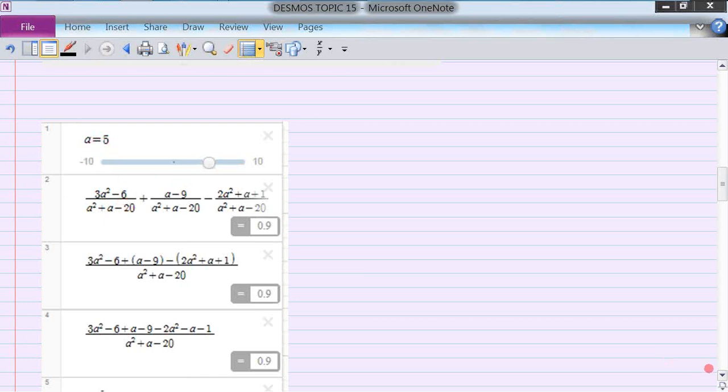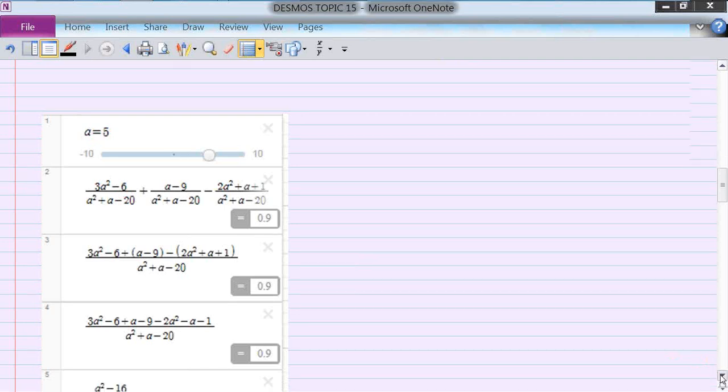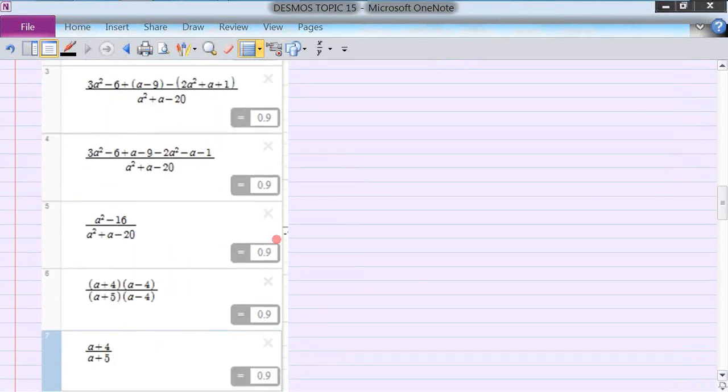This would be undefined, so you can't use 4 here. That's why you should always check the slider and vary the value. Now, once I've removed the bracket, I've got this. Now I'm going to group the terms. 3a squared minus 2a squared gives me a squared. The plus a and the minus a cancel to 0. And minus 6, minus 9, excuse me, minus 1 comes out to be minus 16.